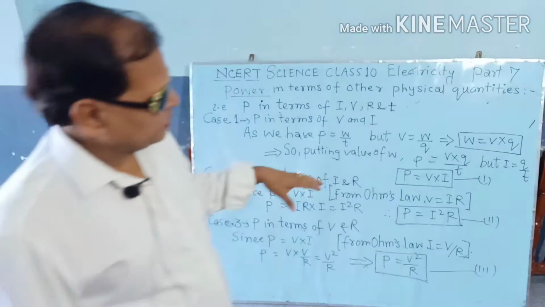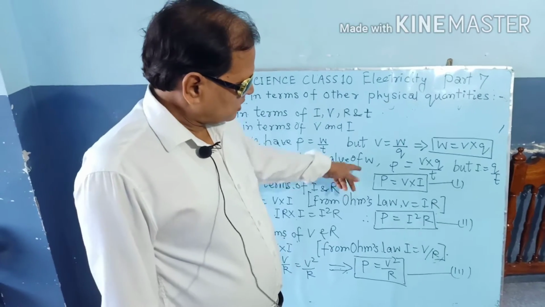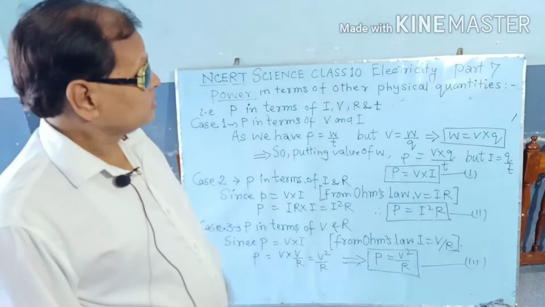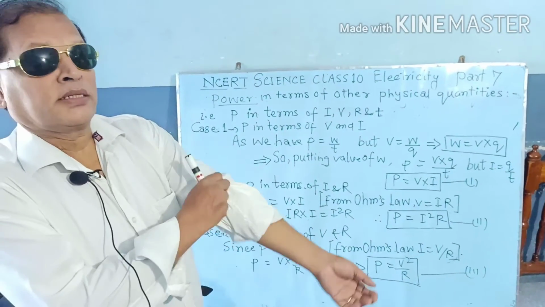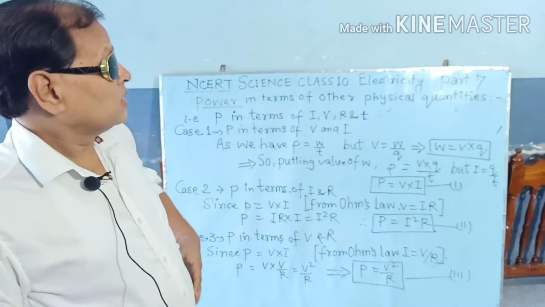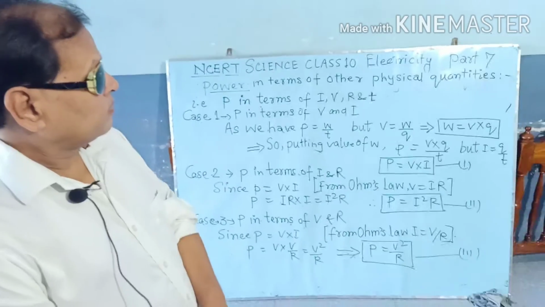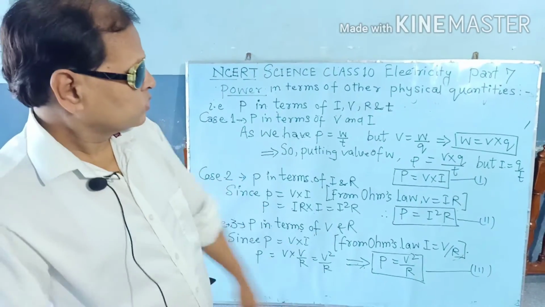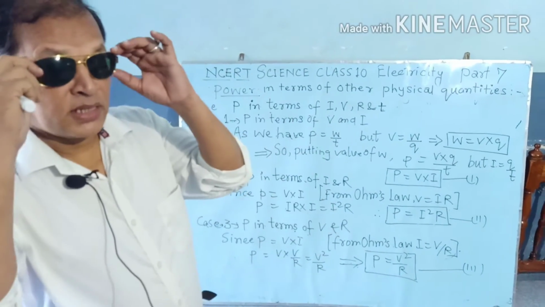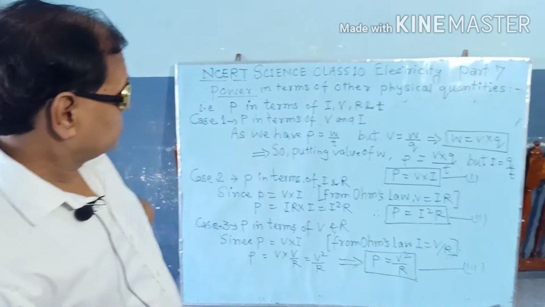These 3 relations must be learned by heart by all of you students, because they are very important when you solve numerical problems belonging to current electricity. After finishing the chapter, we will see the different types of numerical problems in a separate video. So do not worry about numerical problems. We will see them separately, and I hope you will be clear on those numerical problems.